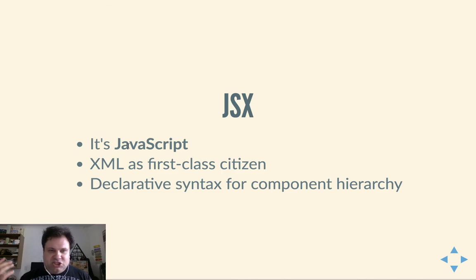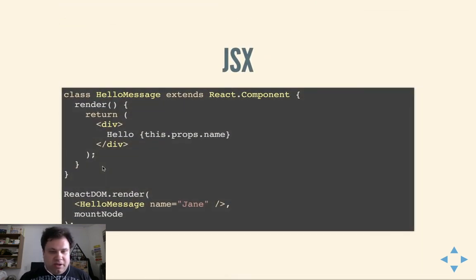Like I said, it's JavaScript, and it has XML as its first-class citizen, and it uses that fact to create a declarative syntax for component hierarchy. So for example, here we're rendering the root component of our application, which is this hello message component, and it's declarative. You just have to mention it in a tag and it's instantiated. It's as simple as that.